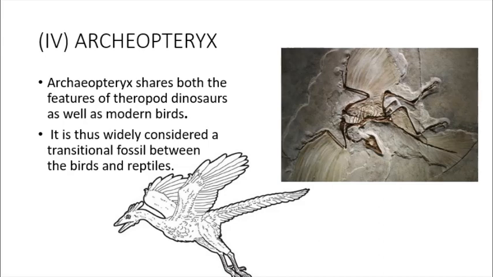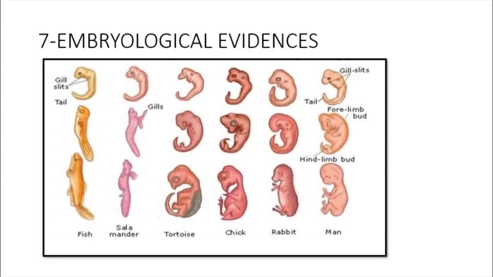Next is embryological evidence. Children, if we study the embryonic developmental stages of various organisms, we will come to know that all the embryos show extreme similarities during the initial stages, and those similarities decrease as the organism starts to grow. Similarities in the initial stages indicate that we all have a common origin, that is, a common ancestor. So we all share a common ancestor.